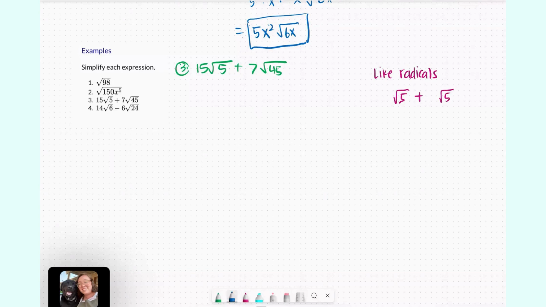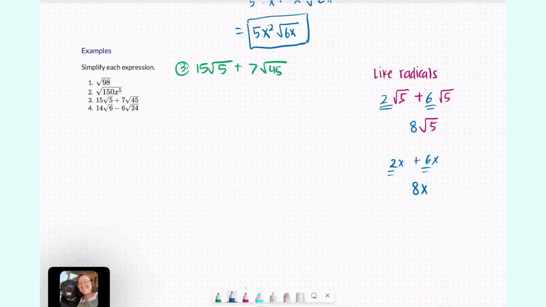So if there's a 2 here and a 6 here, the 2 and the 6 get added, and that square root 5 just tags along the same way that you would do things if that was an x, right? If this was a 2x and a 6x, you would add the 2 and the 6 to get an 8x, and that x would stay exactly the same. Same thing that you're doing here. So here, I can't do much with these radicals because the 5 and the 45 are not the same.